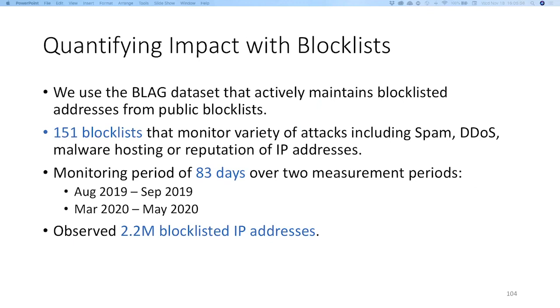In order to determine the IP addresses that are reused and are listed in blocklists, we use the same blocklist data set which I described earlier. This monitoring was done over two phases. One was done late last year, and the second one was done early this year. We observed about 2.2 million blocklisted IP addresses in both these periods.